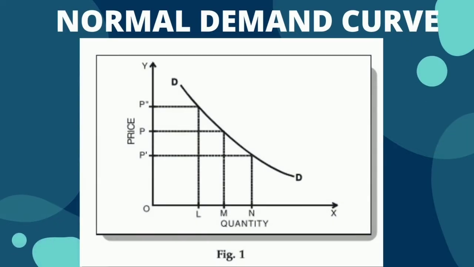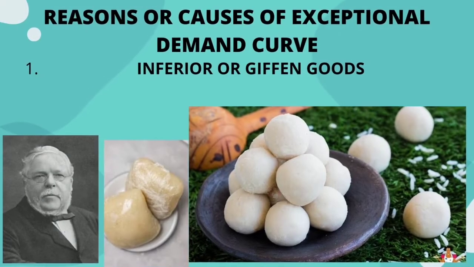Normal demand curve. The basic or normal demand states that all things being equal, the higher the price, the lower the quantity of goods that will be demanded. A typical or normal demand curve slopes downwards from left to right, showing that the quantity of a commodity demanded increases as price decreases, and the quantity of a commodity demanded decreases as price increases. But an abnormal or exceptional demand curve slopes upwards from left to right.